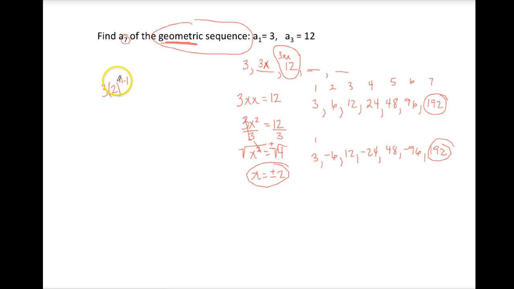So the way you would use this is, to find the seventh term, you would just replace your n with 7, and that would give me 3 times 2 to the 7 minus 1, or 3 times 2 to the 6th. 2 to the 6th power is 64, times 3 is 192. Okay, so either way, you can do it this way or this way. Doesn't matter to me, whichever makes the most sense to you or is easiest for you.